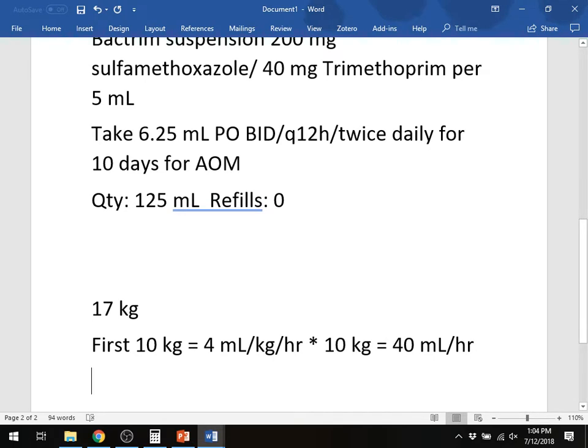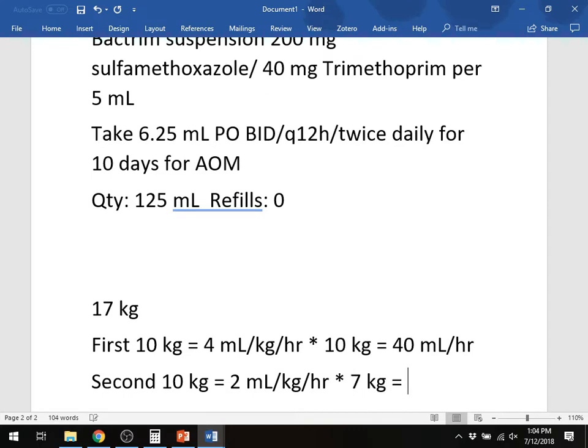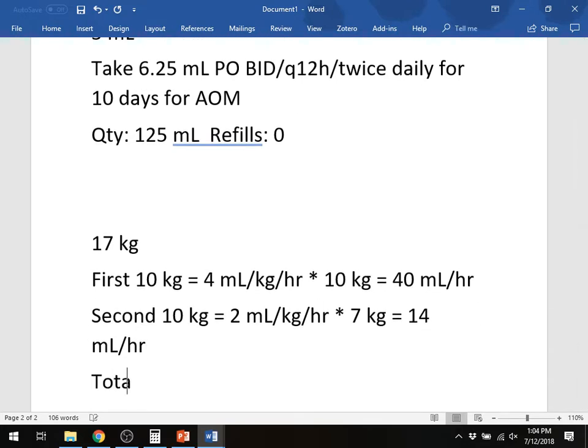And then for the next 10, the second 10 kilograms, it's going to be what? 2 mLs per kilogram per hour. Now, this patient doesn't have a full second 10 kilograms. What do I multiply this by? By 7 kilograms, and that equals 14 mLs per hour. So that means the patient should get a total of 54 mLs per hour, right?